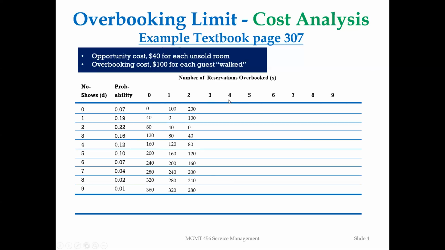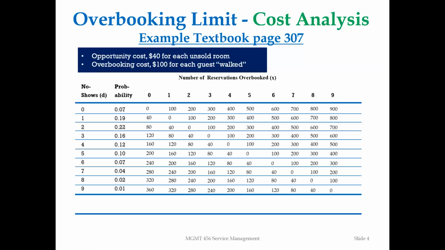So you can do this for each of these possible overbooking limits. You can do this for 3, 4, 5, 6, 7, 8, 9. I will skip the rest of it. You can try on your own. Just fill the cost table. If you know how to do one column, you know how to do the rest of it. It's similar. It's a little bit tedious.